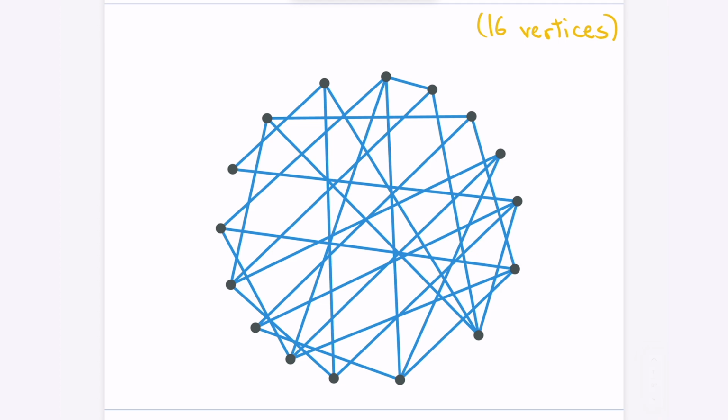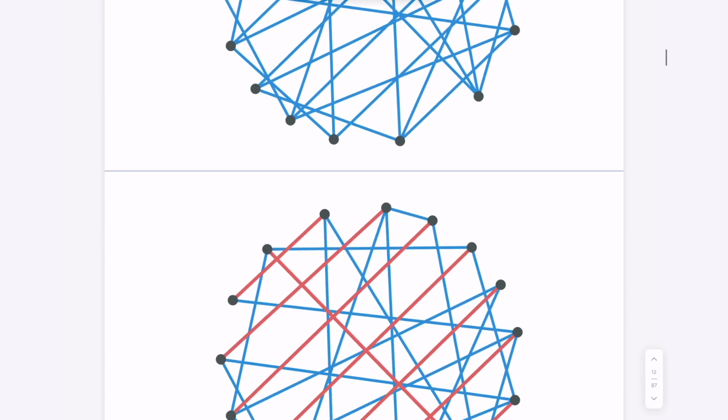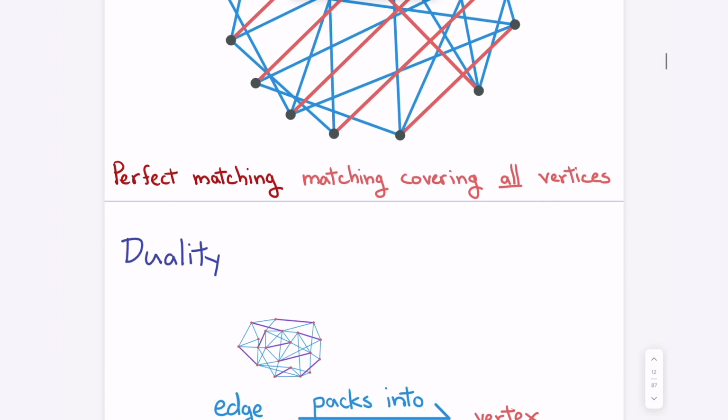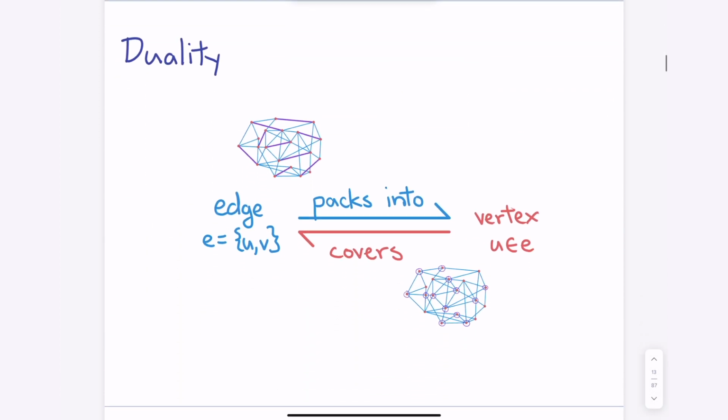Okay, here's one more example. Does anyone see the best matching in this graph? Okay, this is a planted solution. So a perfect matching is a matching that covers all the vertices.